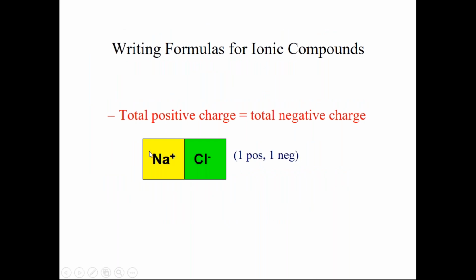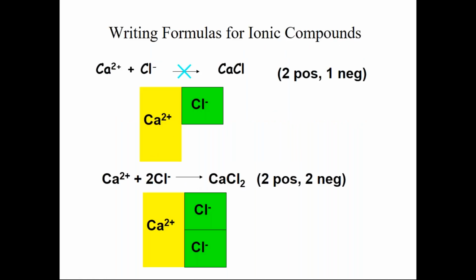For example, in the case of sodium chloride, you have a 1 plus charge and a 1 minus charge. Overall, it has 0 charge. When it comes to calcium chloride, because calcium has a 2 plus charge and chloride has a 1 minus charge, in order to make it electrically neutral, you should have 2 chloride ions. So the formula of calcium chloride will be CaCl2.